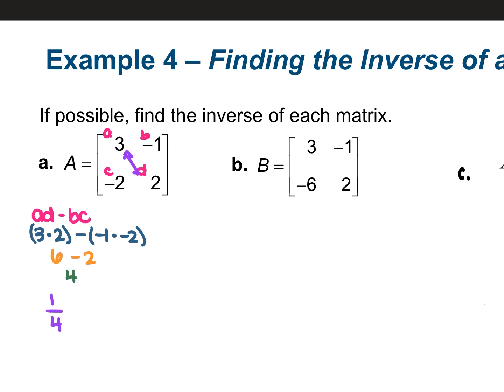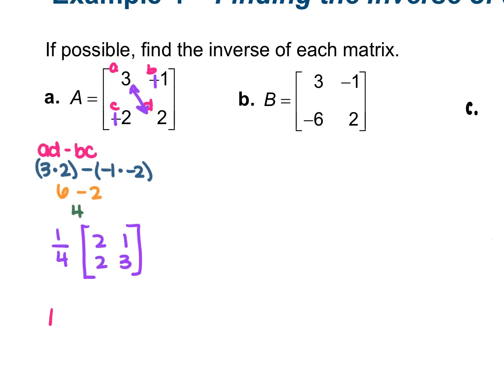The inverse of 4 is 1/4. So we're going to switch A and D. We're going to change the signs on B and C, and we're going to do 1/4 times the matrix of 2, 1, 2, 3. So this is going to give us A to the -1 is equal to the matrix of 1/2, 1/4, 1/2, and 3/2. Or sorry, 3/4. And that would be your answer.